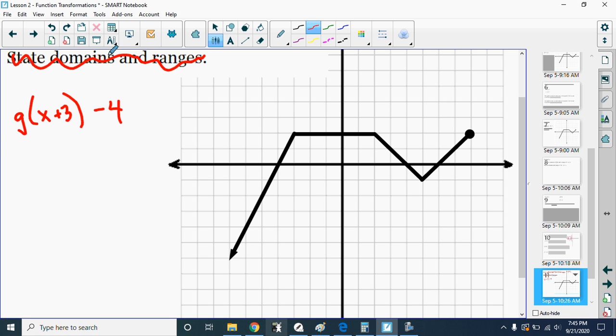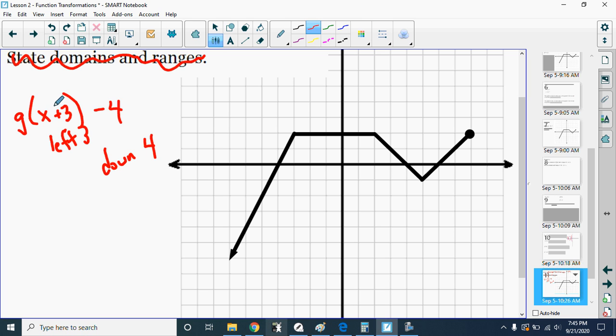So remember, anything next to the x is happening side to side, horizontally. And we do the opposite of what it says. So when it says plus 3, we're actually going to subtract 3 from the x values. So this point here is going to go left 3, and then also down 4. So this is a translation of left 3. This is down 4.